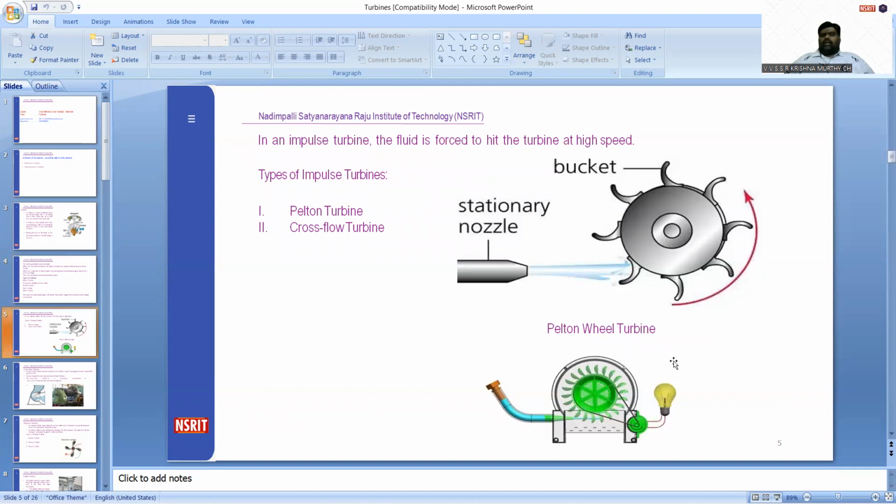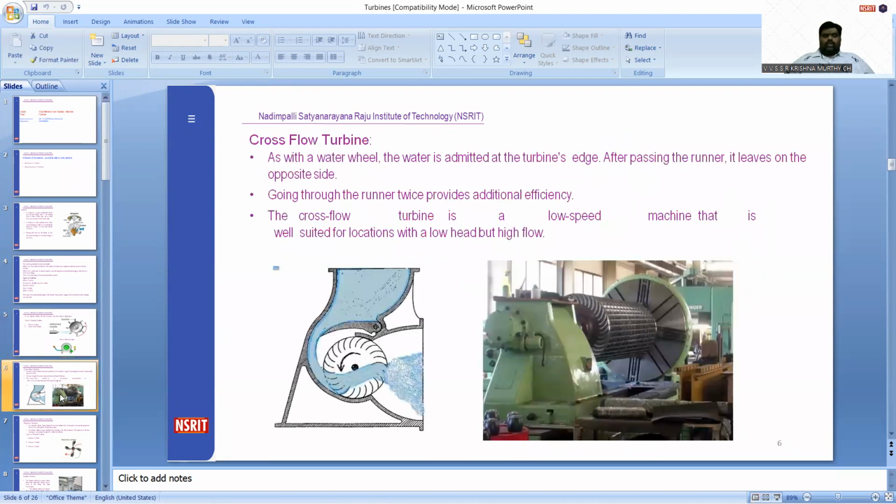This is a schematic diagram of a Pelton wheel turbine. And the next is the cross flow turbine. In a cross flow turbine, the water is admitted to the turbine edge, and after passing through the runner, it leaves in the opposite direction, which we can see. The water is entering in this direction, but leaving in the opposite direction. These are low speed machines, suited for locations with low head but high flow required.